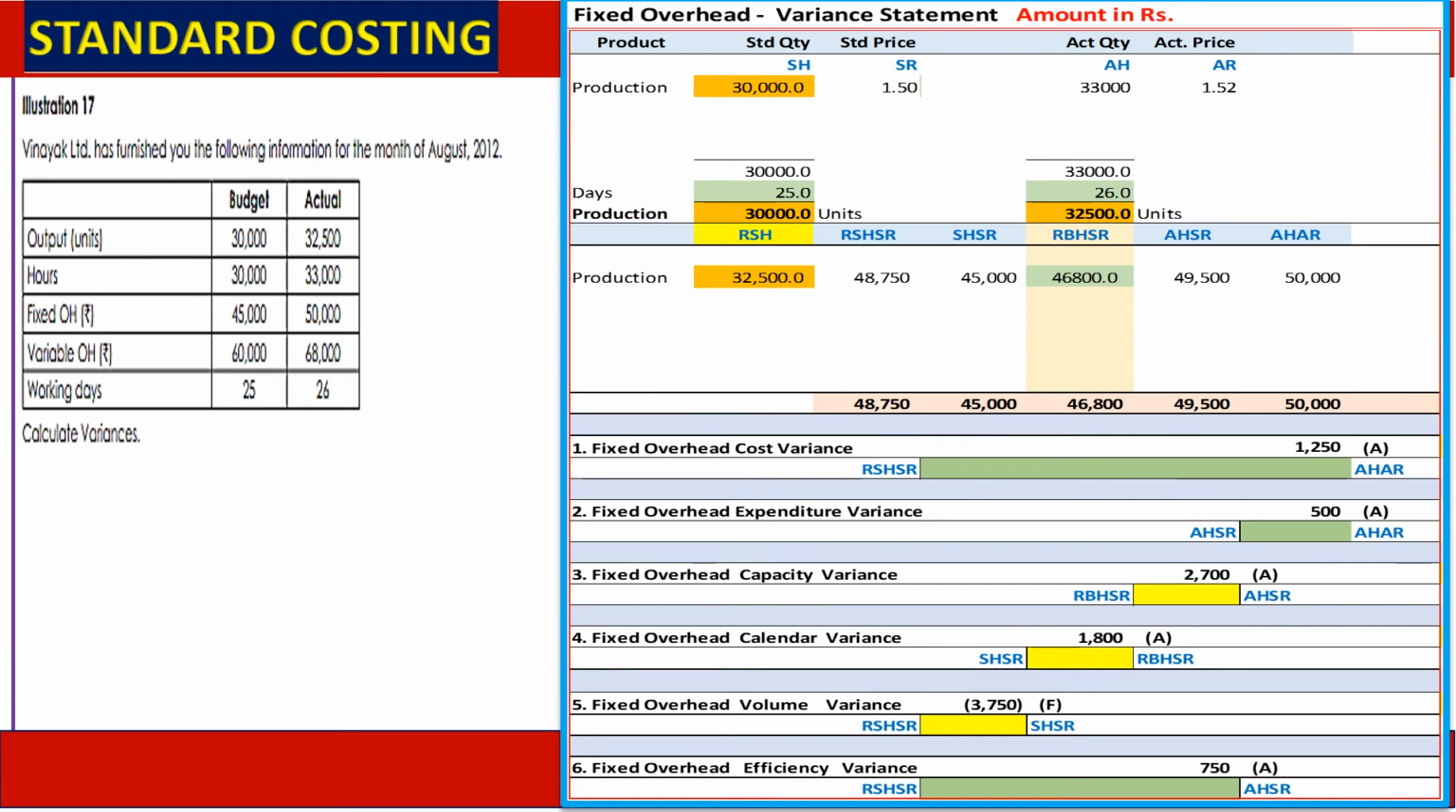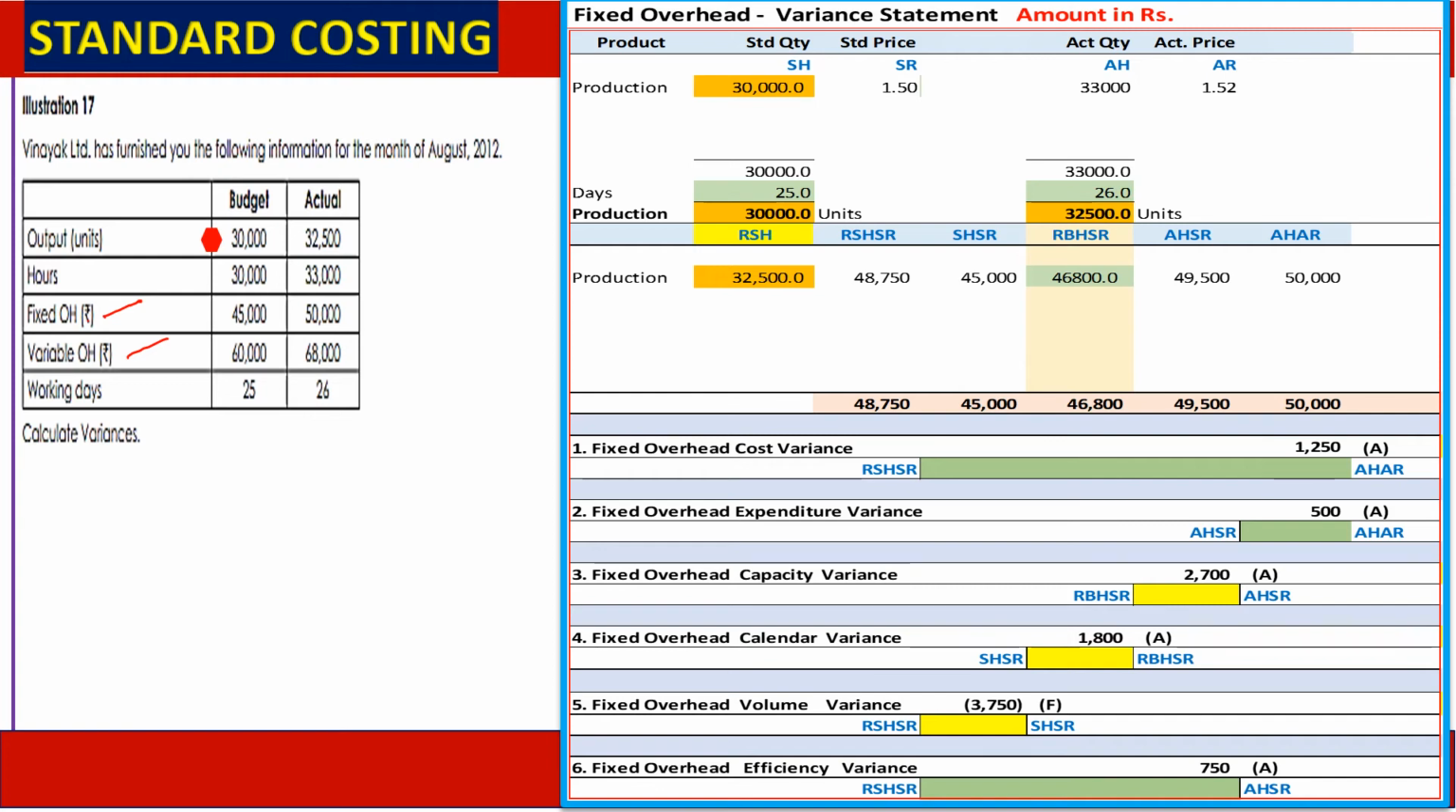We will take one more problem where we have both fixed overhead and variable overhead. One point you have to remember, you can't give a single statement for both together. We have to segregate, make one table for fixed overhead, make another table for variable overhead. Let us proceed like that.